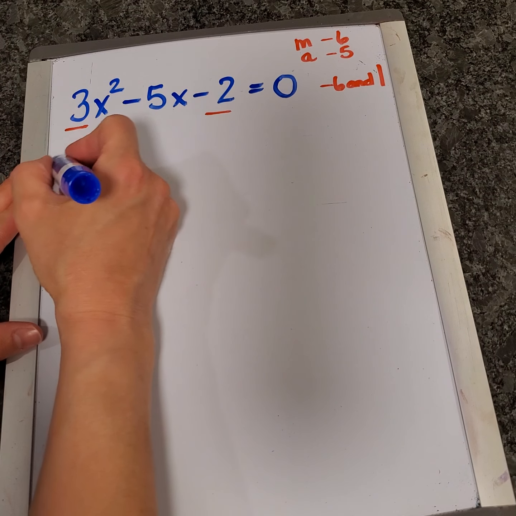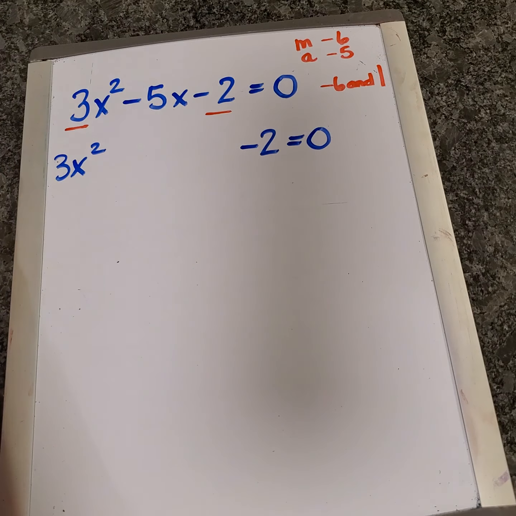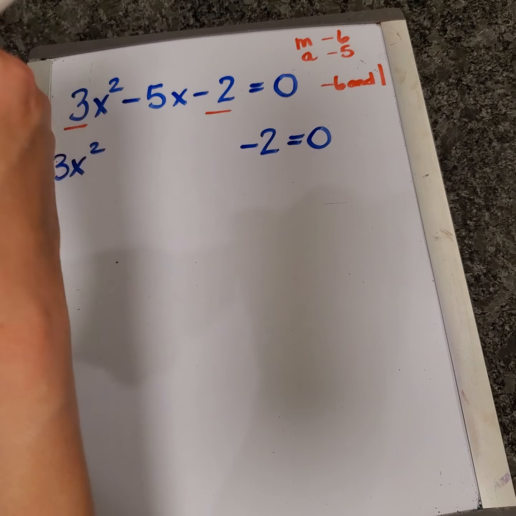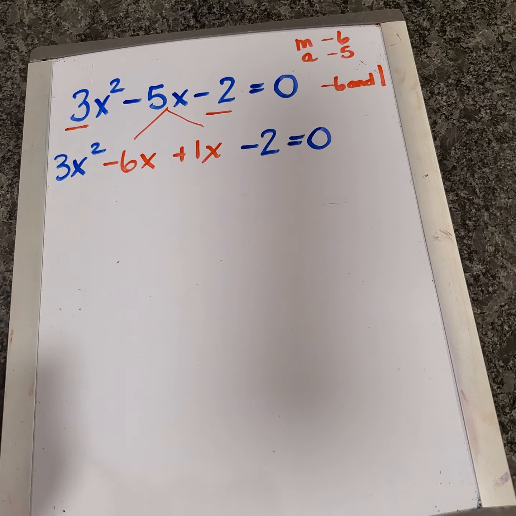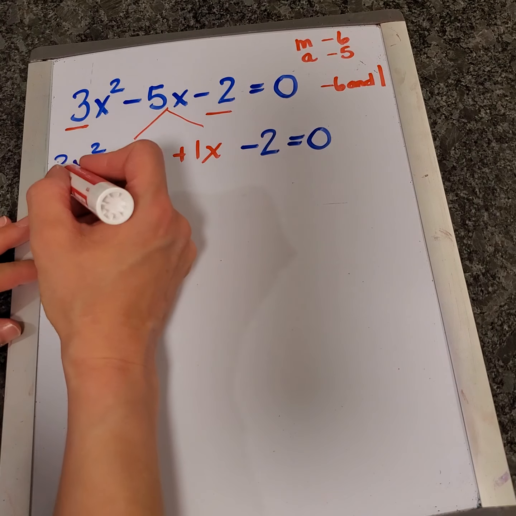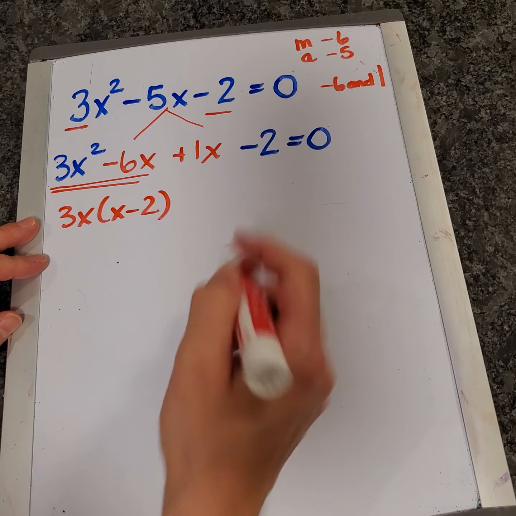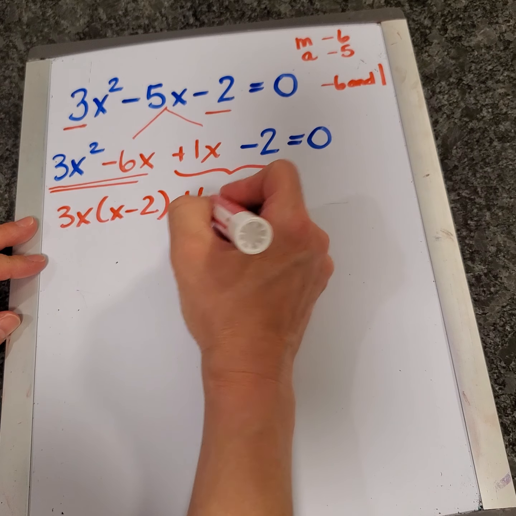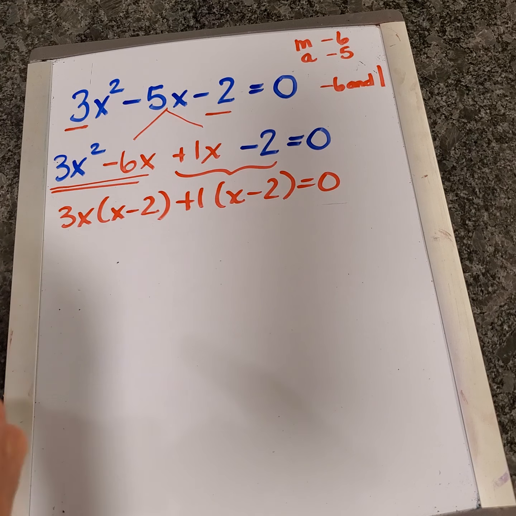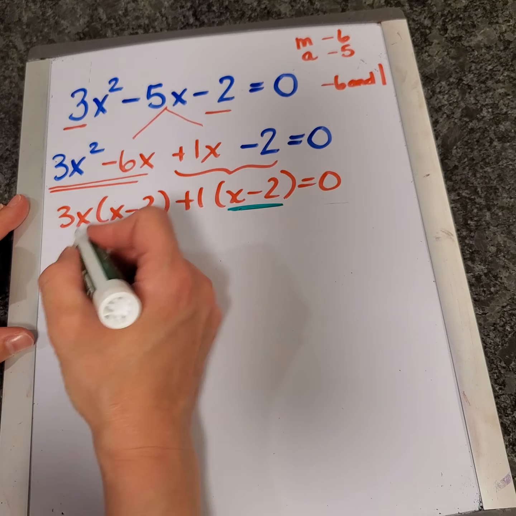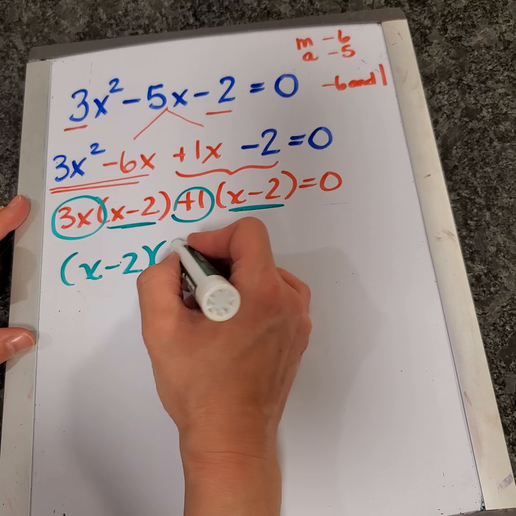So we recopy the first term, we recopy the last term and the equal 0, and we decompose this middle term into -6x and +1x. This is a nice little throwback to decomposition for you. Now I'm going to factor the first two terms, and I'm going to factor the next two terms. And these guys match, which is exactly what I wanted. Okay, and in the second bracket, we'll put the leftovers.